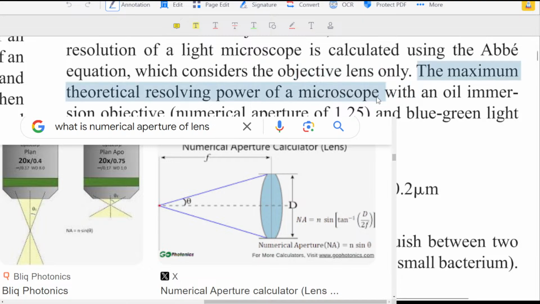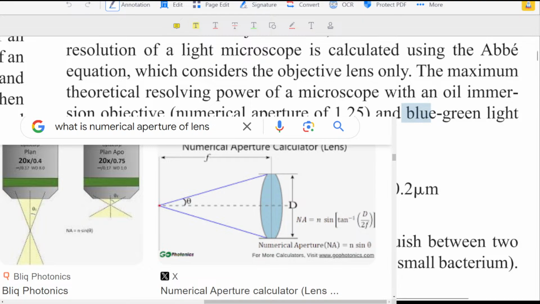The maximum theoretical resolving power of a microscope with an oil immersed objective lens with a numerical aperture of 1.25, and blue-green light, is approximately 0.2 micrometer. Blue-green light, we already know that the limit is from blue light, right? Well, green is just so near to blue, so I think they also calculated the green light as well, because till now we were studying only the blue and purple part, right?